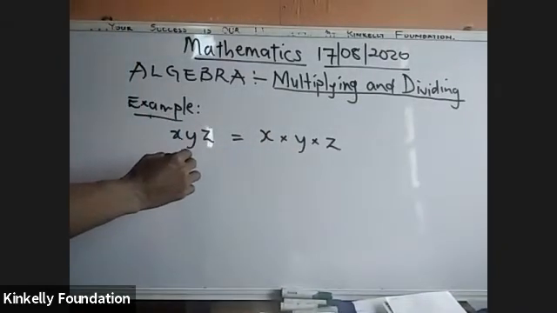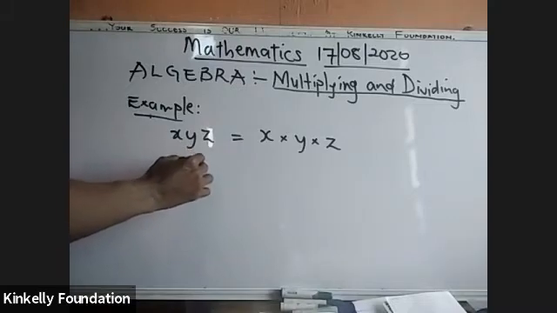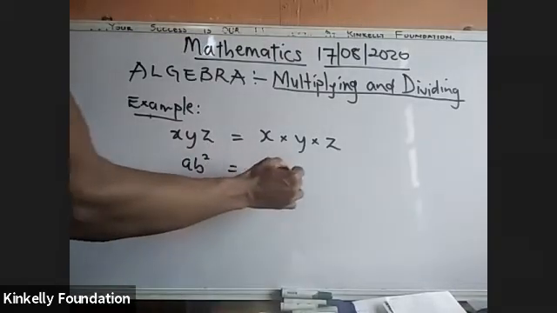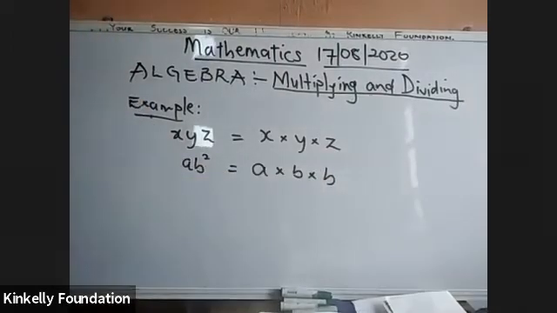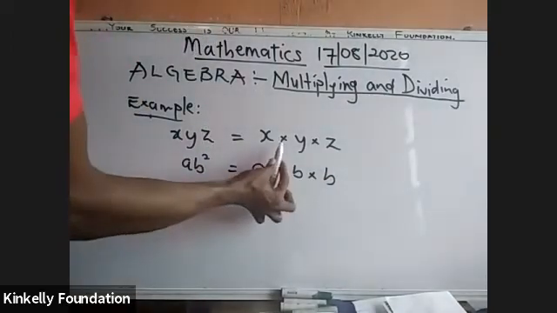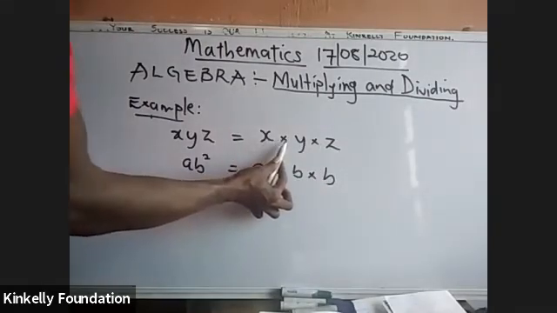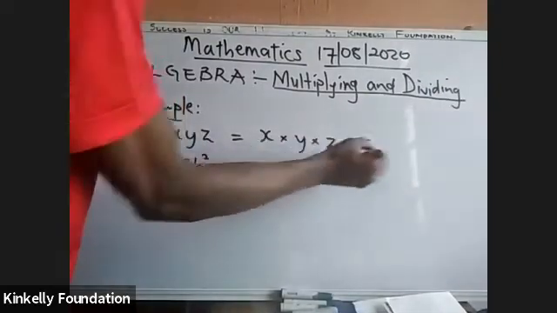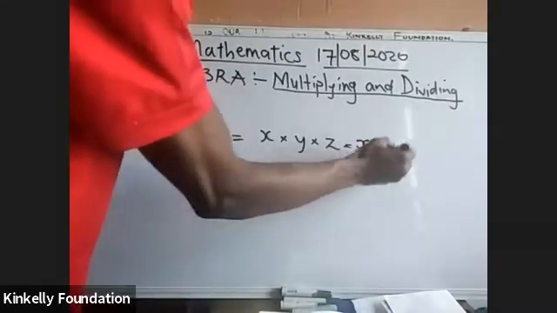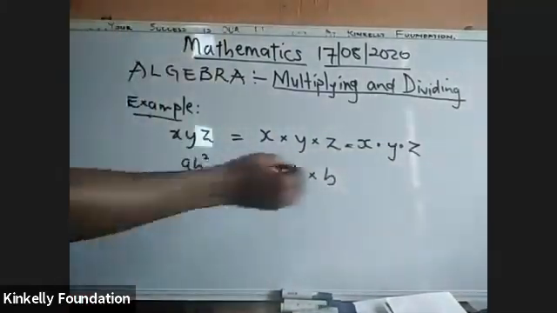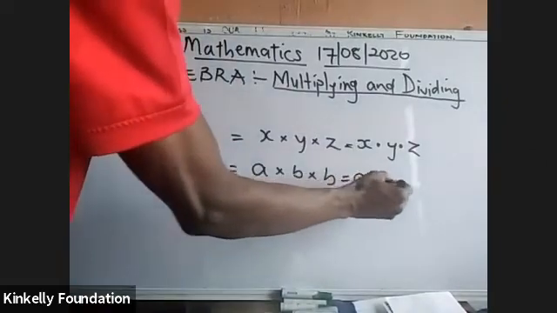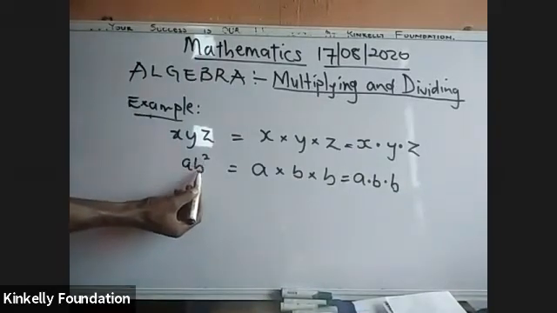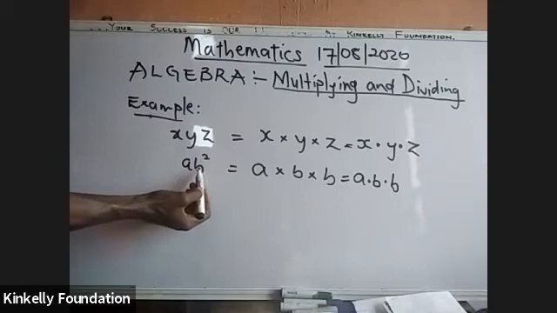If we say ab squared, it is the same thing as saying a times b times b. Now, you see this multiplication sign looks like x. This multiplication sign can also be replaced with dots, as we also have here a dot b dot b. When you see anything like this, this is the power, this is the base. This means that you need to multiply b twice.